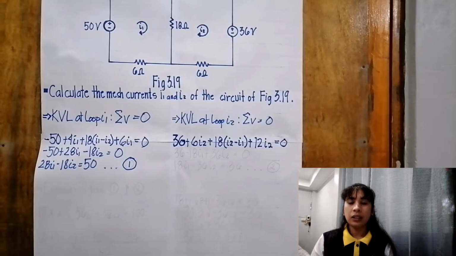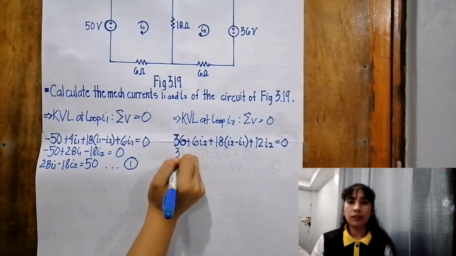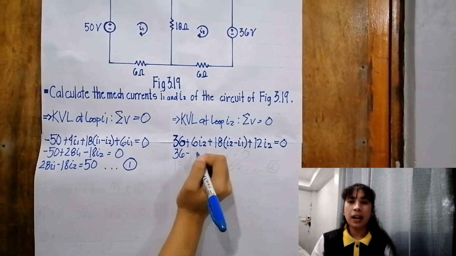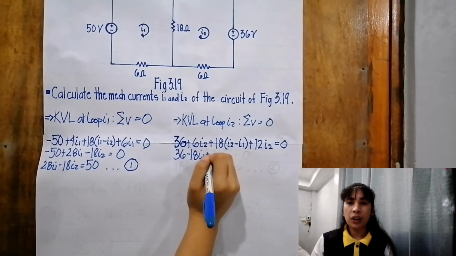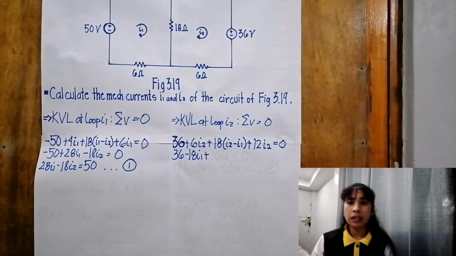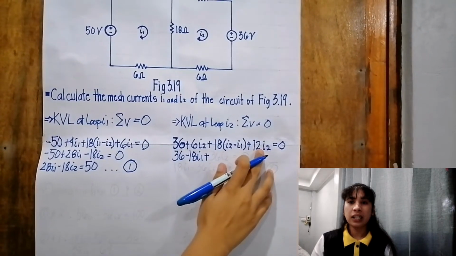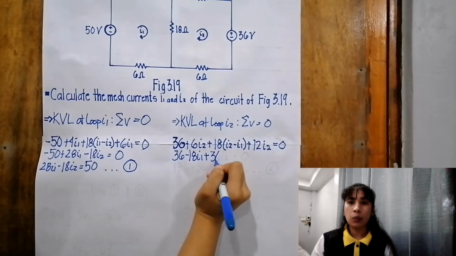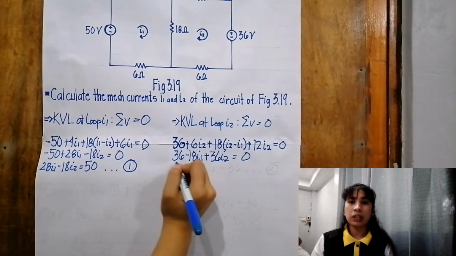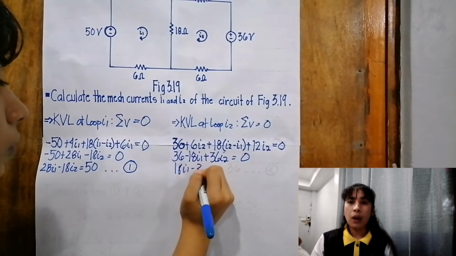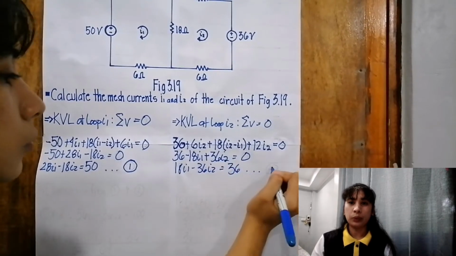And then again, let's do some algebra here. We have 36, and for I1 we only have this minus 18 I1 for the coefficient, and then for I2 we have 6 plus 18, which is 24. So 24 plus 12, it is 36 I2, and that will equal to 0. And let's rewrite this as 18 I1 minus 36 I2 will equal to 36. Let's have this as equation number 2.